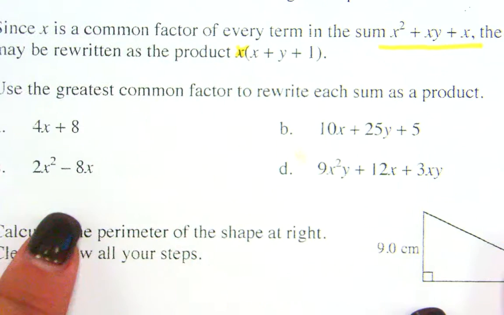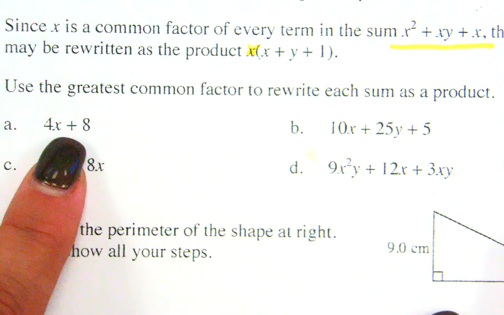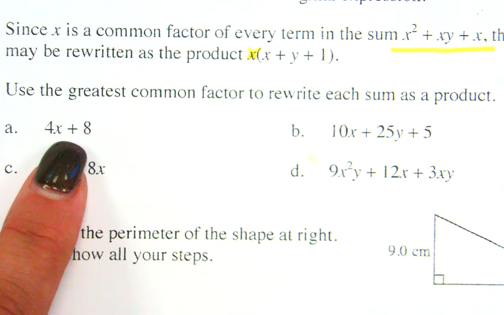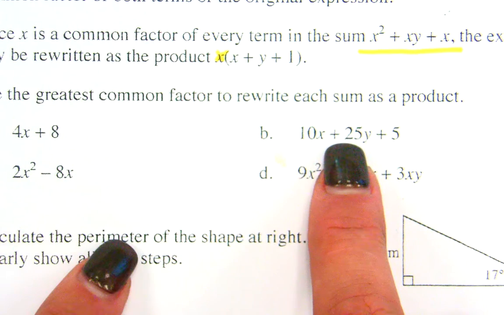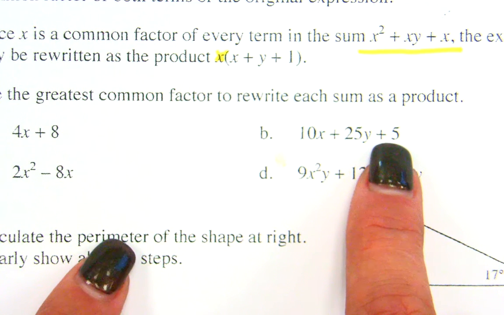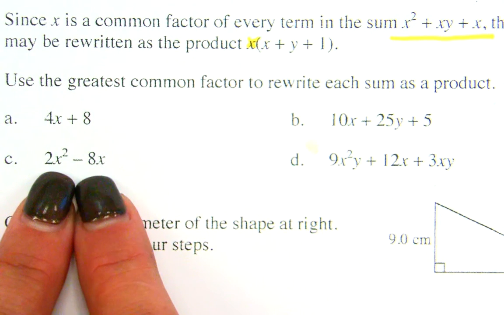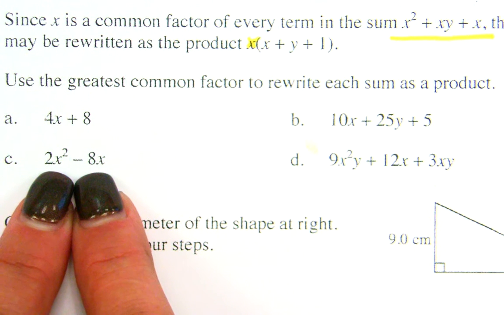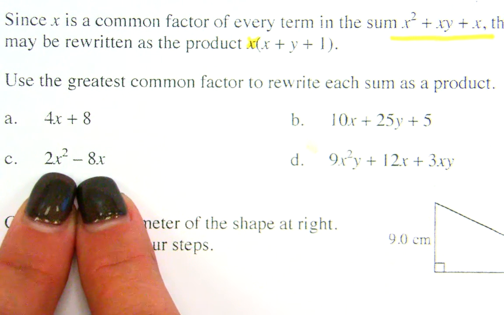A, B, and C shouldn't have a problem. 4x plus 8, what do they both have in common? What do the two terms have in common? What's the highest number between a 4 and 8 that it has in common? What's the biggest number between 10, 25, and 5 that all three have in common? Here, you have a 2 in common between a 2 and a negative 8, but is there something more? Hint, look at the variable.